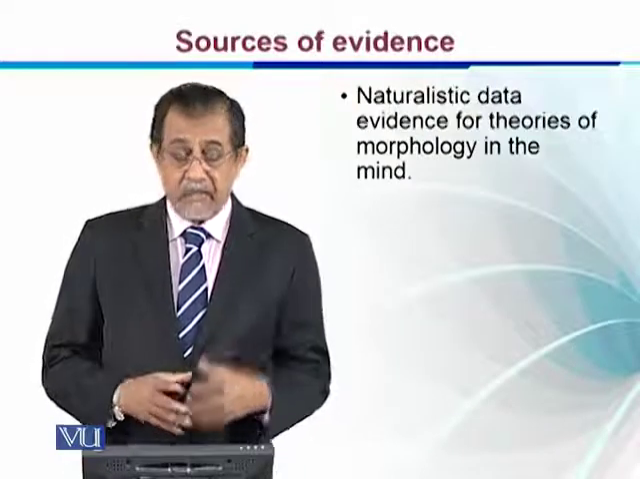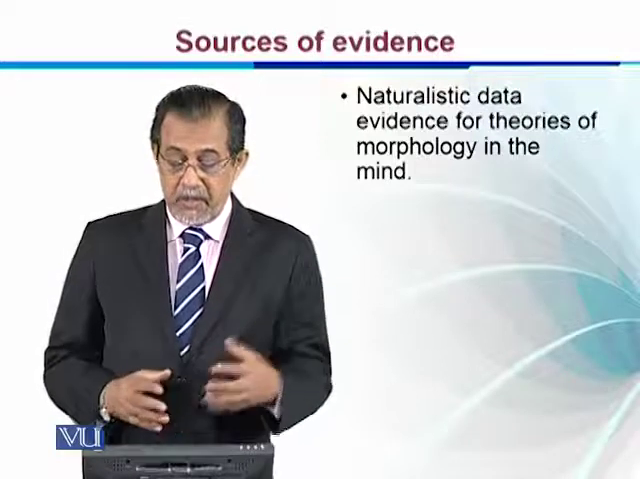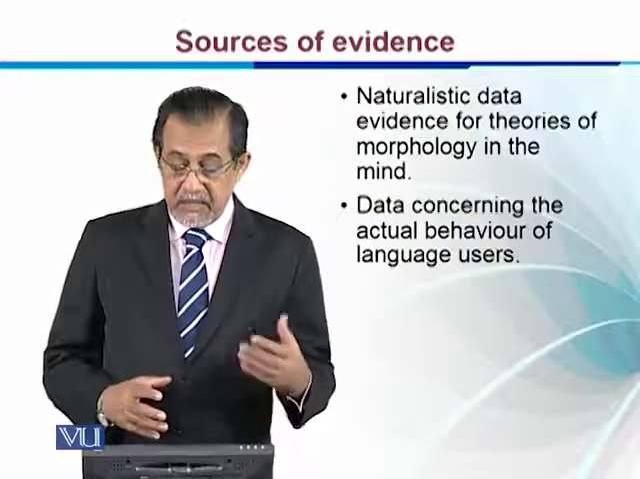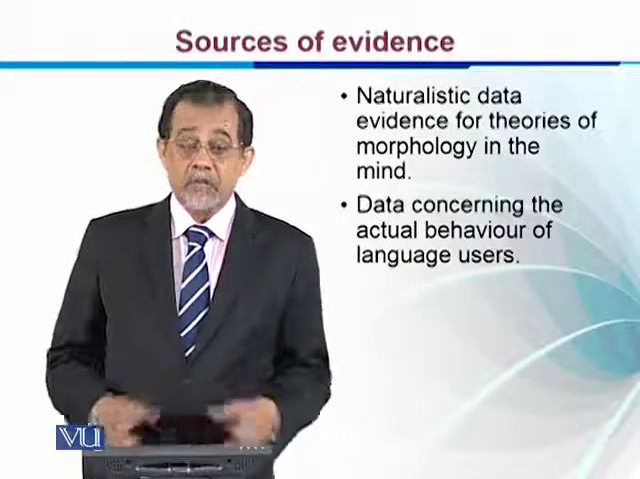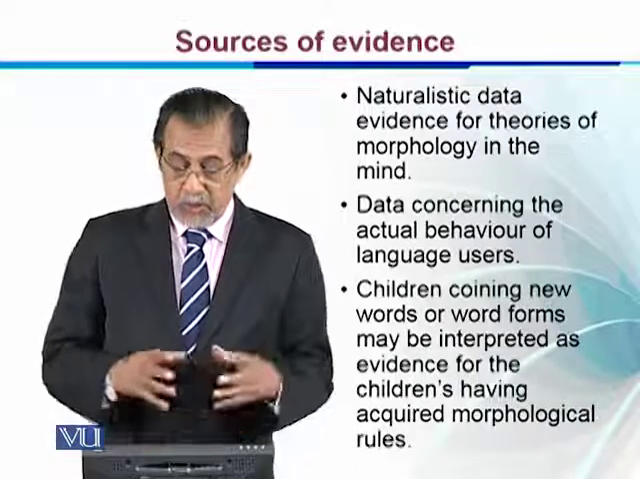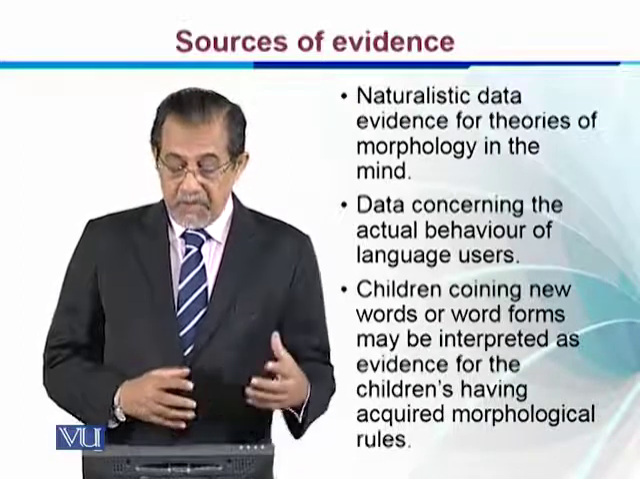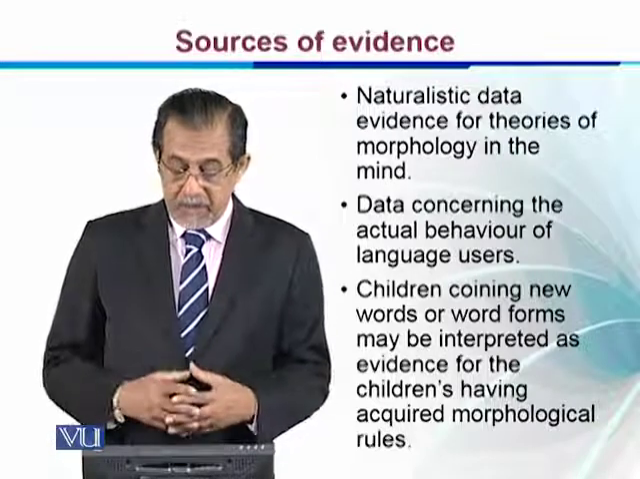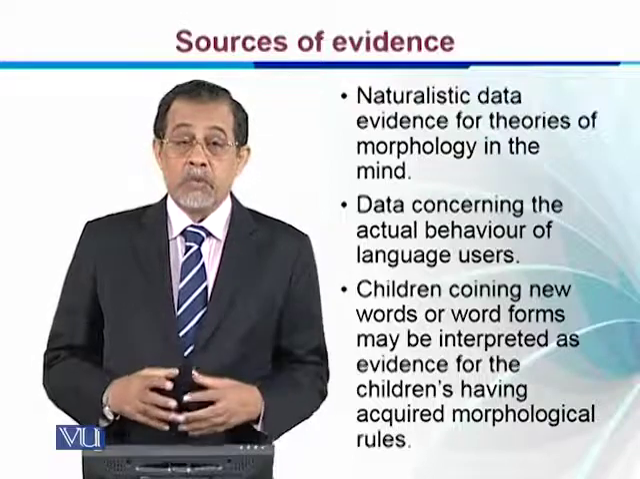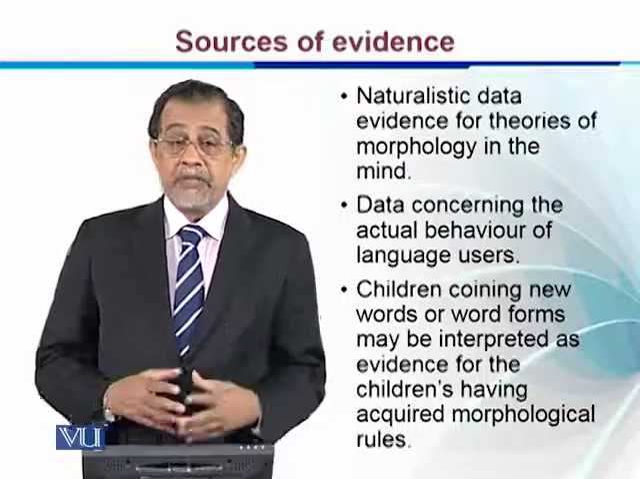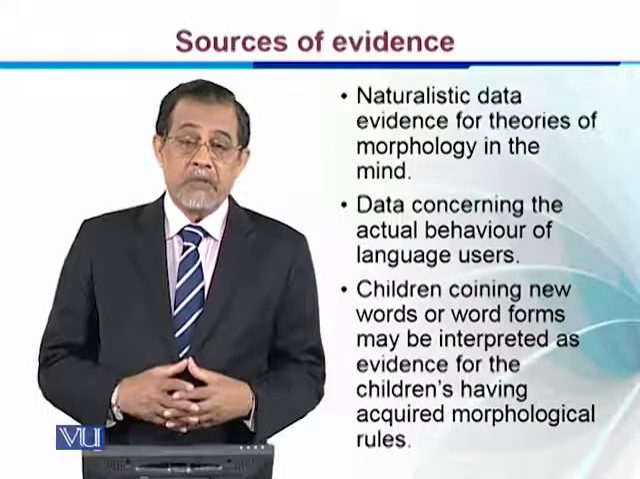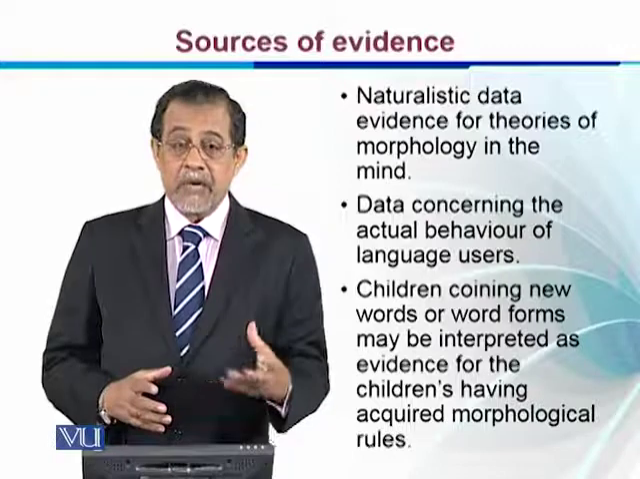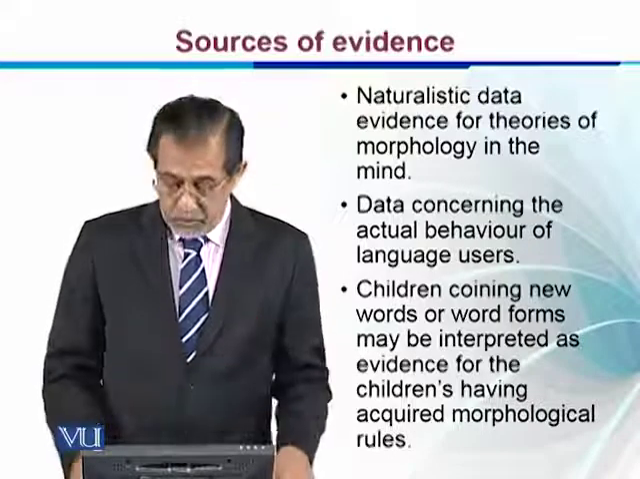Naturalistic data, the other source of evidence for theories of morphology in our mind. This data concerns the actual behavior of language users. Children coining new words or word forms may be interpreted as evidence for the children's having acquired morphological rules. As children can recognize different morphologically complex words, we believe that they have acquired rules to use those words.